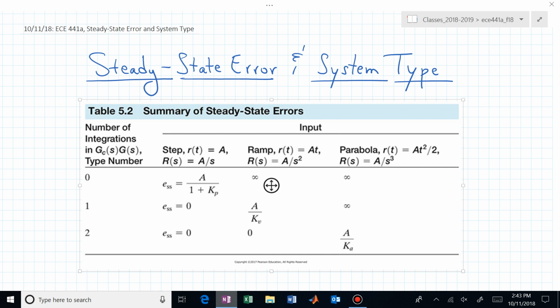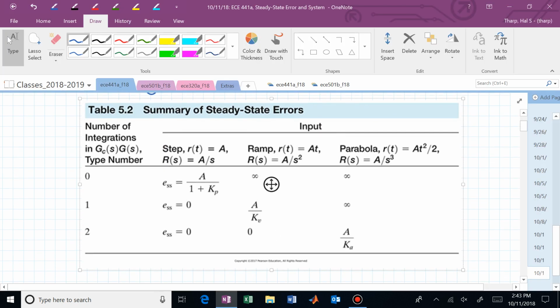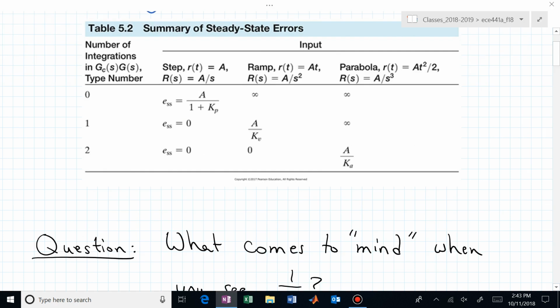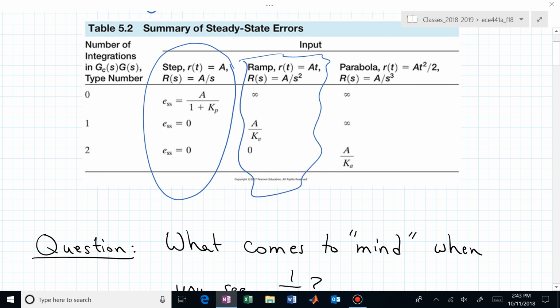But here you can see that we have different types of inputs that are being applied to the system. In this first column, we have a step input. In the second column, we're dealing with a ramp input, and in the third column, our input that's being applied to the system is parabolic, or a function of t squared in time.